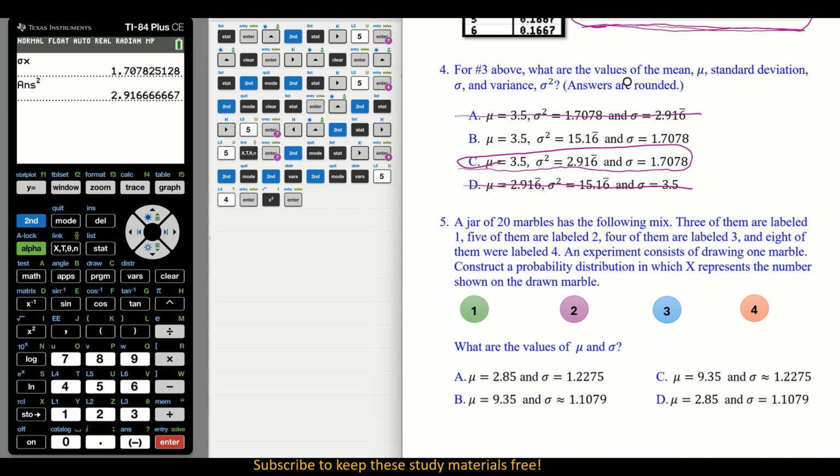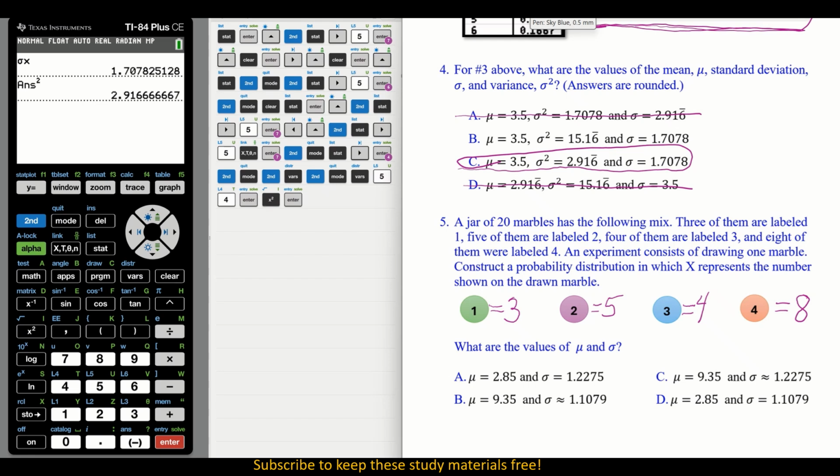Let's read our problem. Number 5 says a jar of 20 marbles has the following mix. 3 of them are labeled number 1. 5 of them are labeled number 2. 4 of them are labeled number 3. 8 of them are labeled 4. Okay. What are the values of the mean and standard deviation?